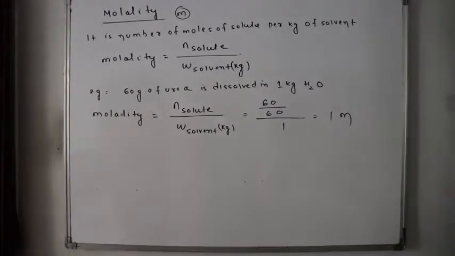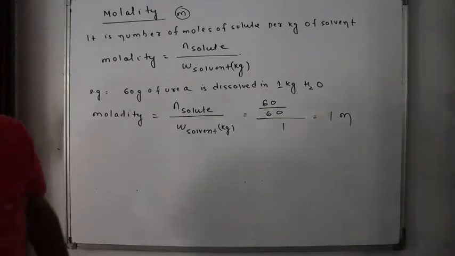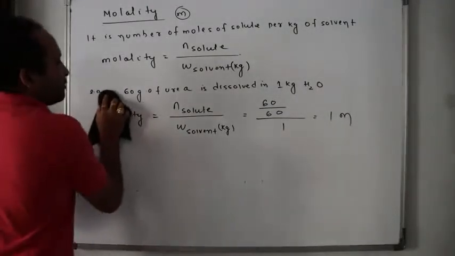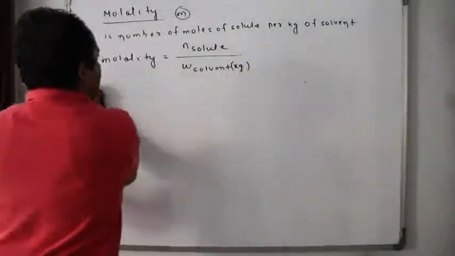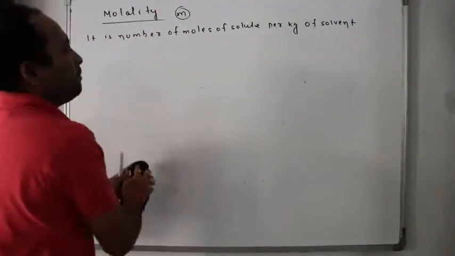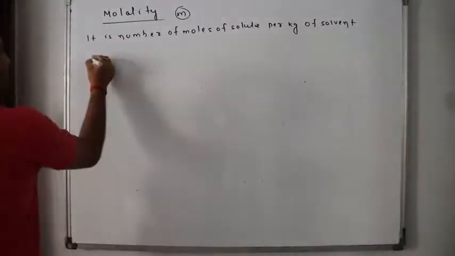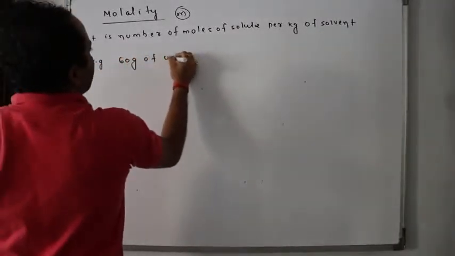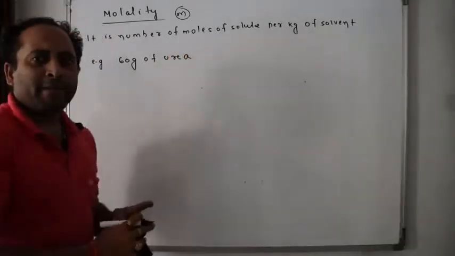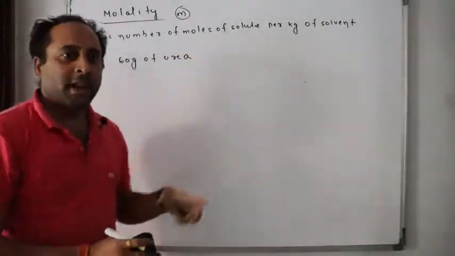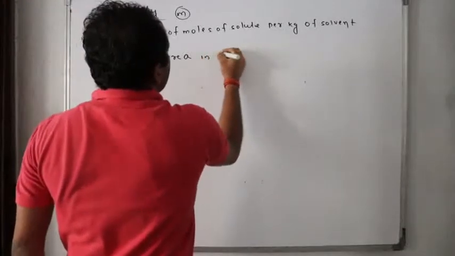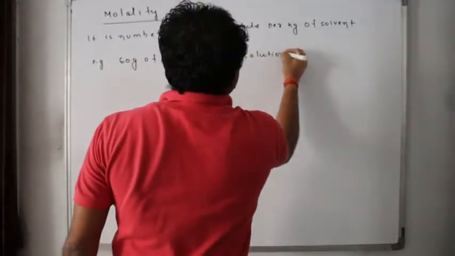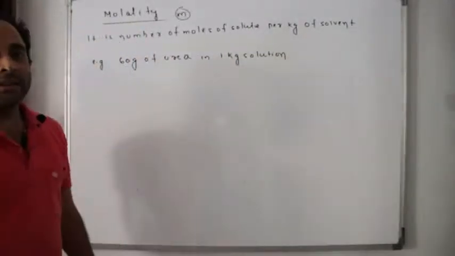Now let me change this question a little bit. Example: 60 gram of urea. I gave previously in 1 kg of solvent. Now I say 60 gram of urea in 1 kg of solution. What will happen in this case?